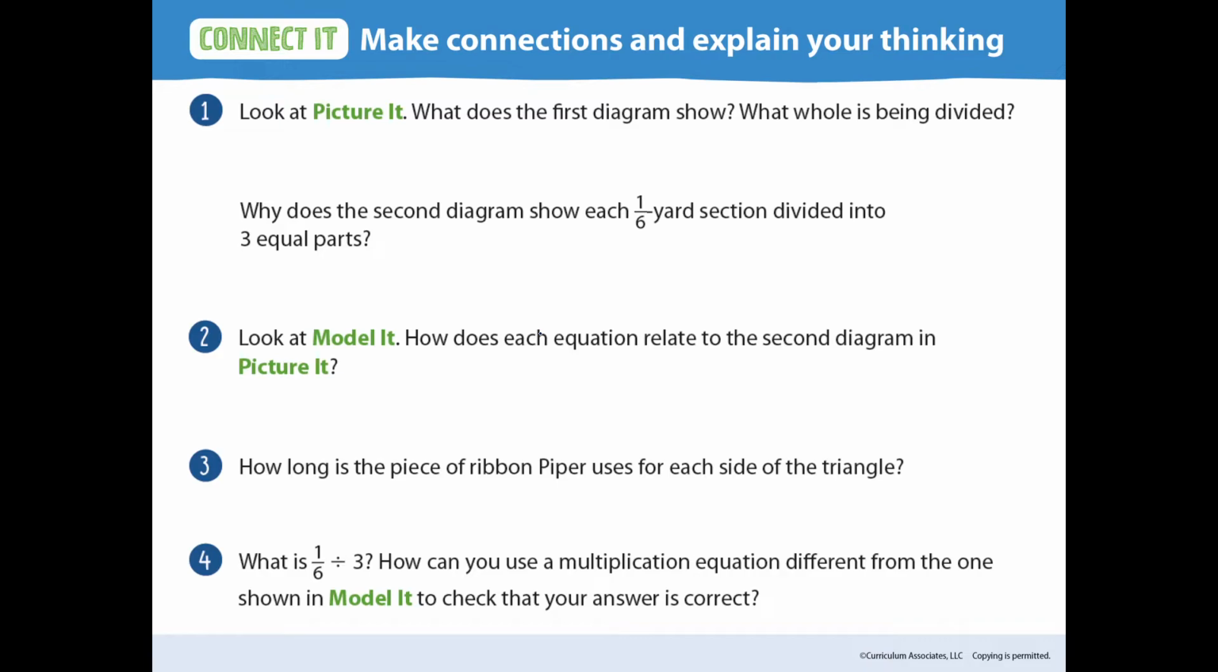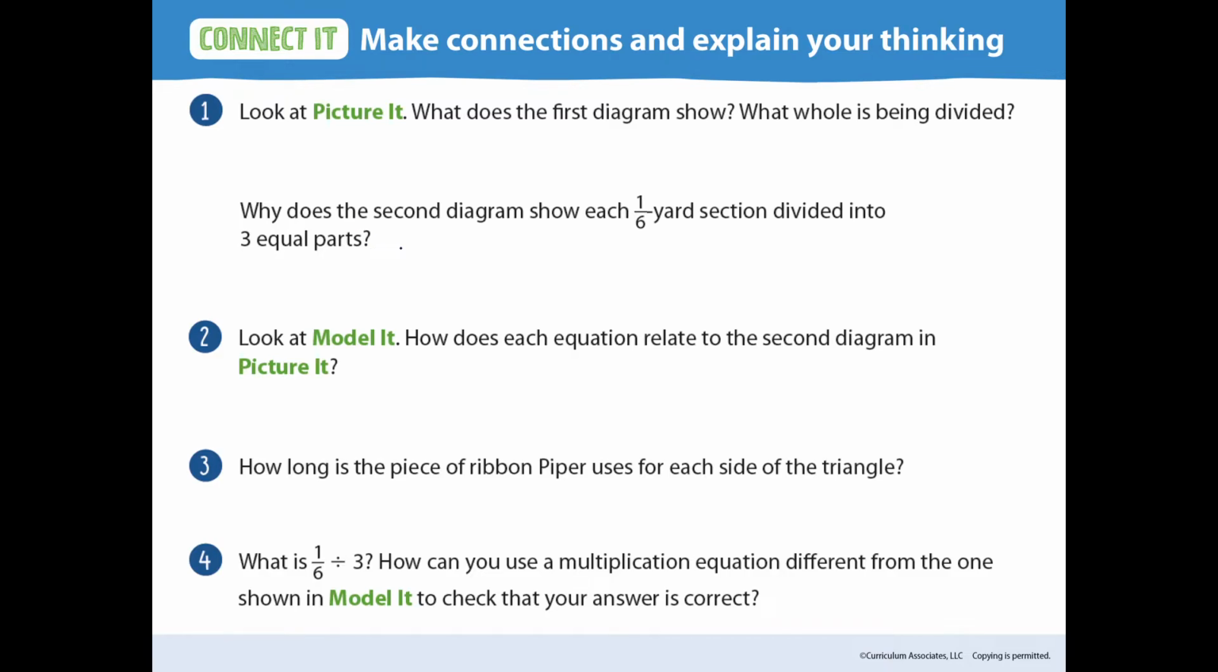We're now on page 477 of your workbooks. Number 1, look at Picture It. What does the first diagram show? What whole is being divided? If you want to answer out loud, that's totally fine. That's right. It shows 1 yard divided into 6 sections. Each section is 1/6 of a yard, which is the length of the ribbon that Piper uses.